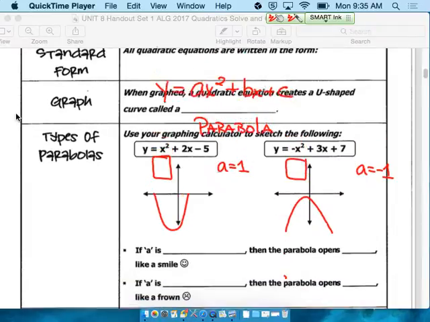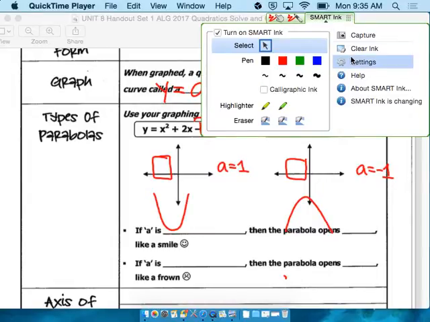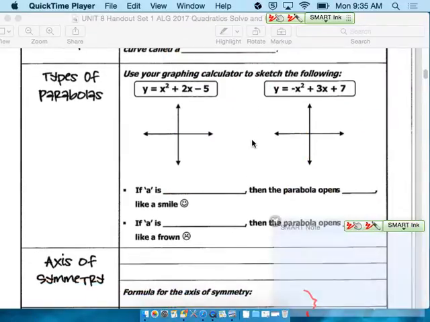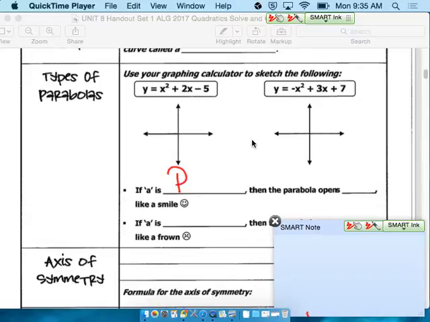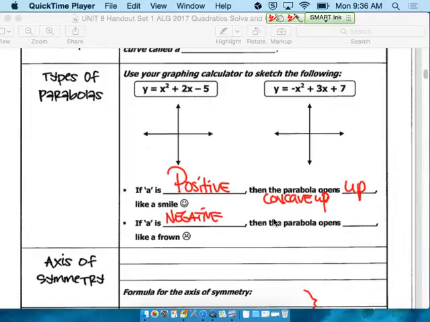And let me move the screen up just a little bit. And let's complete. If A is positive, then the parabola opens up. And sometimes that's referred to as concave up. If A is negative, then the shape is concave down.